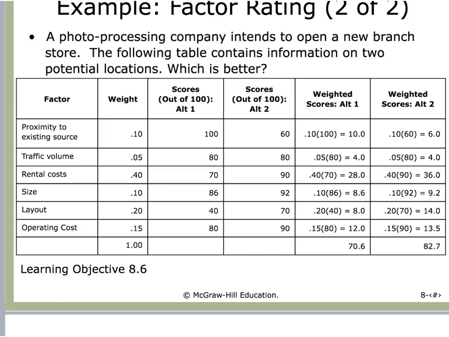When you add up all the weights, location 1 scored 70.6, whereas location 2 scored 82.7. So you go with location 2, because it scores higher based on the factors that are important to you. If you change your weights, the entire relationship will change, and location 2 might not be the right choice. So it's up to you to decide what's important to you as you select your locations.